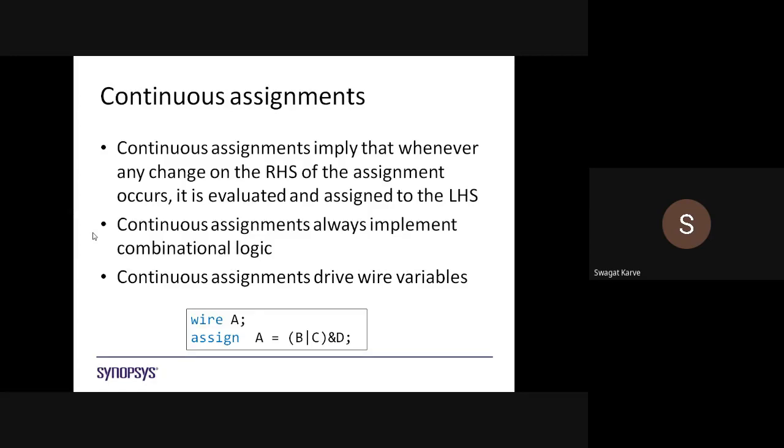And we have defined that A as a wire. Now, if you remember, this wire is much similar to the signals in VHDL.